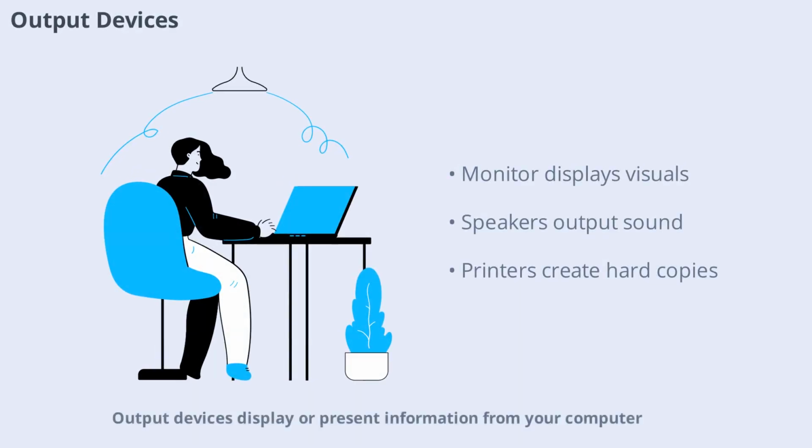Output devices display or present information from your computer. The most familiar output device is the monitor, which shows images, videos, and text. Speakers and headphones are also output devices, providing audio feedback. Printers, which produce physical copies of documents, are another example. These devices let you see, hear, or touch the results of your computer's work. Next, we'll discuss how computers connect to networks.